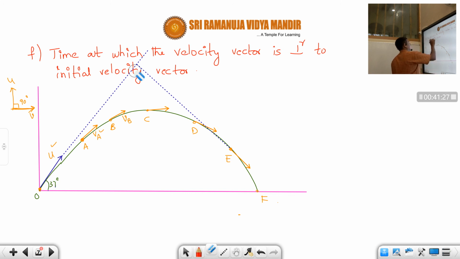I will just erase this portion. So these two are at 90 degrees. Now you see the initial velocity vector is in this direction. The velocity at E vector is in this direction. Now when you extend these, these two are at 90 degrees.